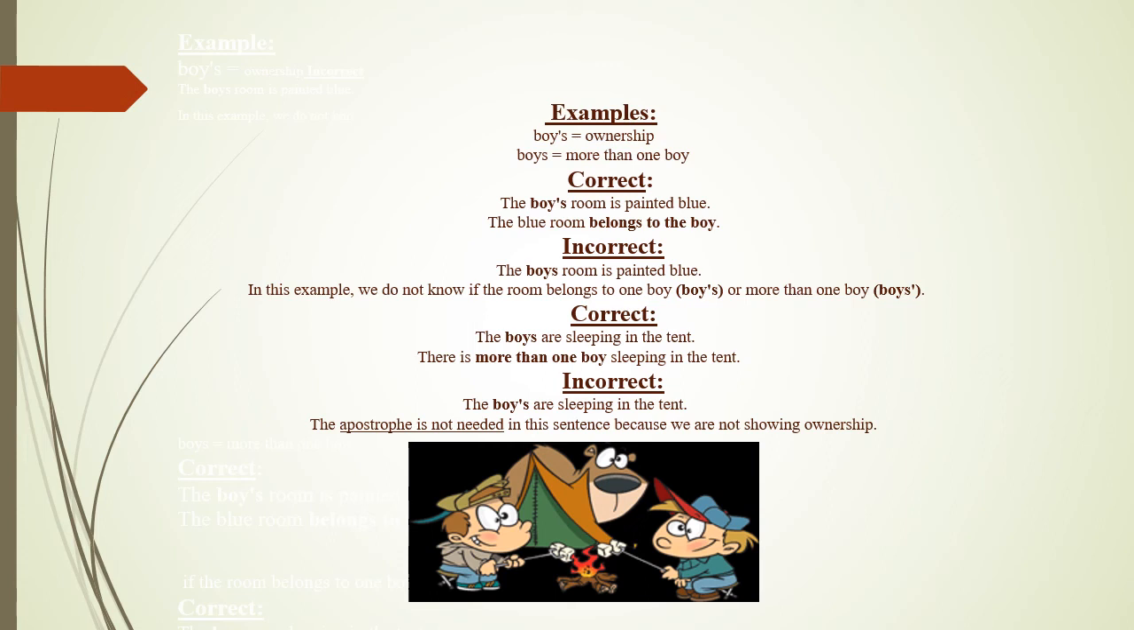Incorrect use: the boy's are sleeping in the tent. Now are is being used. It means that there is more than one boy who is sleeping in the tent and you're using apostrophe s. That is wrong. The apostrophe is not needed in this sentence because we are not showing ownership. We're talking about some action which is being done by the boys. We're not talking about any ownership.